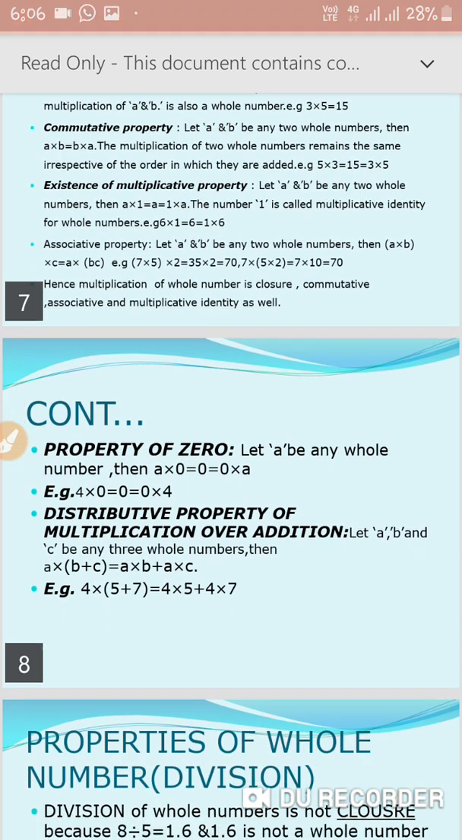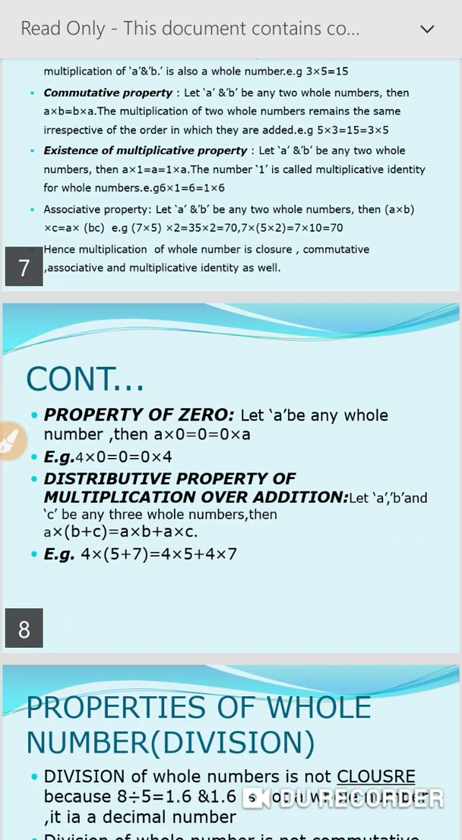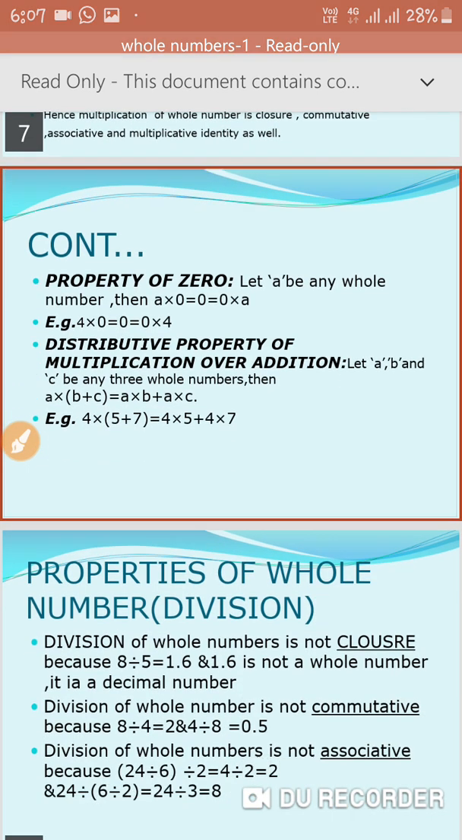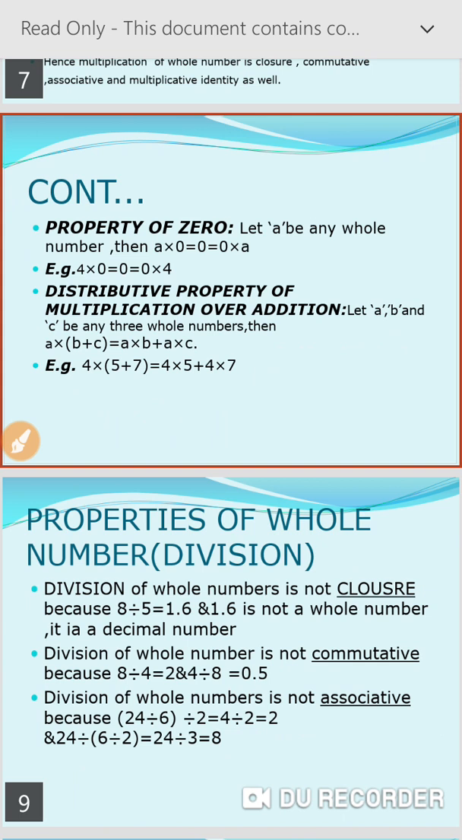Next is the associative property. Make a grouping of any two numbers, the answer will remain the same. For example, I have done here 7 into 5 into 2. 7 into 5 into 2 is equal to 35, into 2 is 70. Now grouping 5 into 2, it is 7 multiplied by 10, which is 70. Next is the property of 0. If you multiply any number by 0, you will get 0.